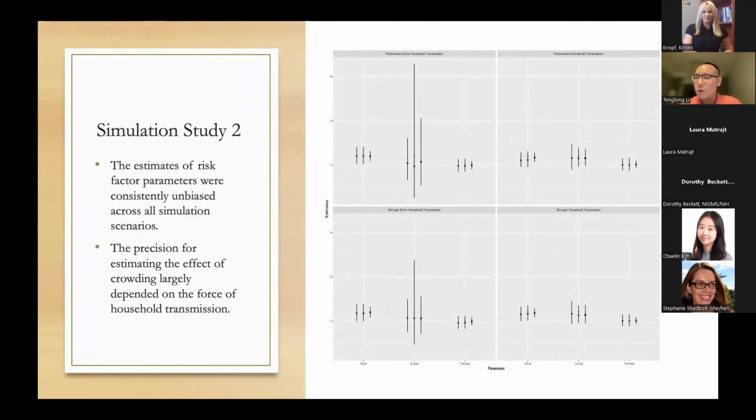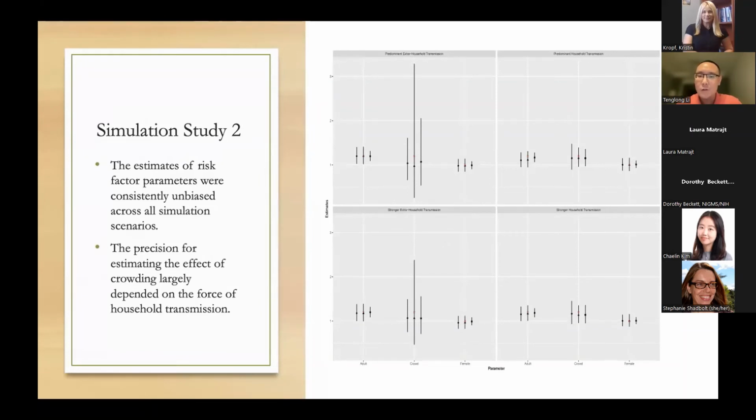And this is the result when we compare different risk factor estimates. So this is, for example, the effect of adults, the effect of crowding, and the effect of gender, female. And you can tell all the risk factor effects are pretty consistent, and they are consistently unbiased across different scenarios. And the only thing that I think is notable is the effect of crowding.